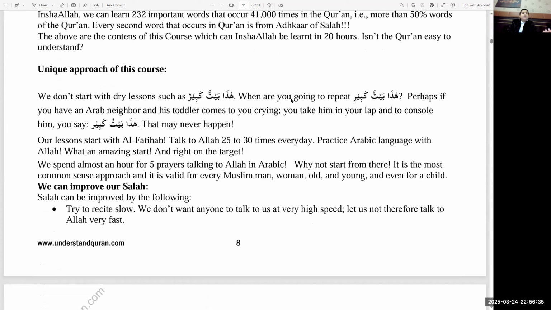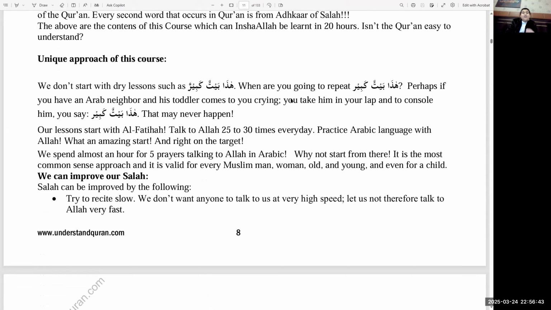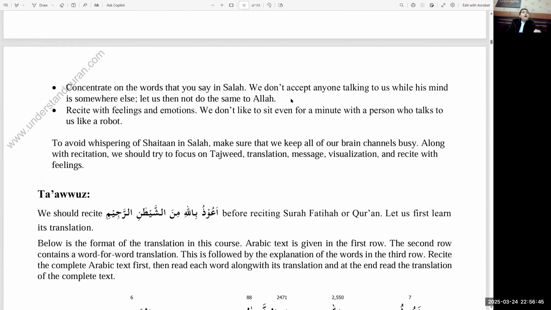Salah can be improved by the following. Try to recite slowly. We don't want anyone to talk to us at very high speed. Let us not therefore talk to Allah very fast. Concentrate on the words that you say in Salah. We don't accept anyone talking to us while his mind is somewhere else. Let us then not do the same with Allah. Recite with feelings and emotion. We don't like to sit even for a minute with a person who talks to us like a robot.